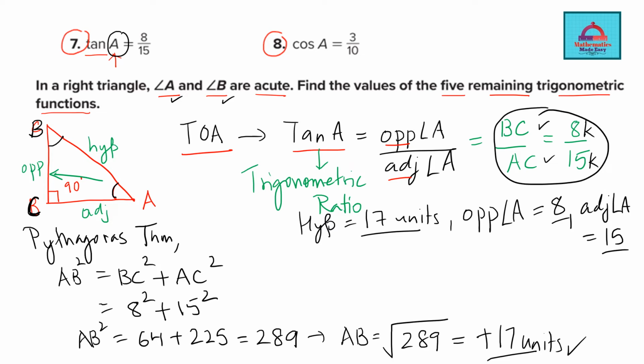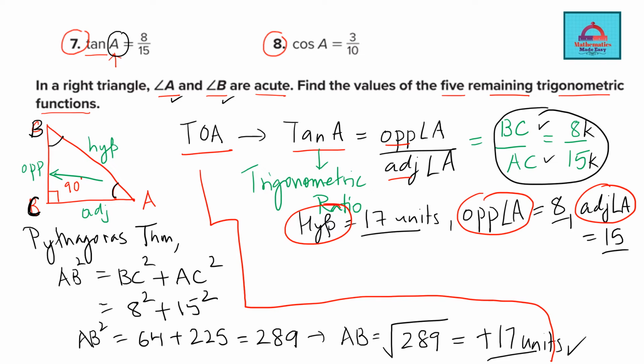Now that we have all the sides, we are ready to find all other trigonometric ratios. So let's come back to our SOH. I'm just going to put a little margin here. SOH tells you that sine of angle A is opposite to angle A divided by hypotenuse. So how much is opposite? 8. How much is hypotenuse? 17. So that's your sine. We are done with sine.